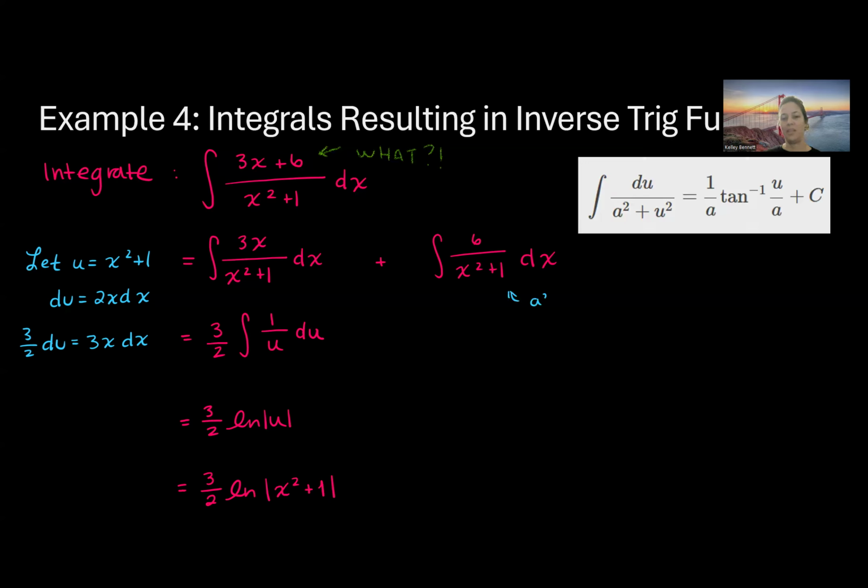So this should just be 6 times arctan. And to be extra sure, we're going to say, hey, look, a squared is 1, a is 1. U is x, so du is dx. Nothing to see here, folks. So this should be equal to 6 over 1 over a, 1 over 1, times arctan of u over a, which is x over 1. And I'll clean that up. Just get 6 arctan x plus c.